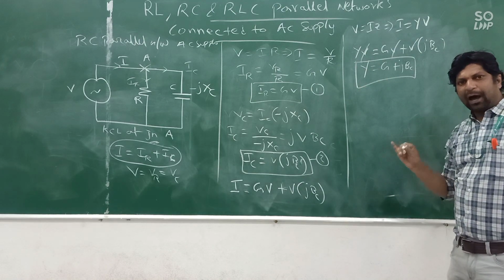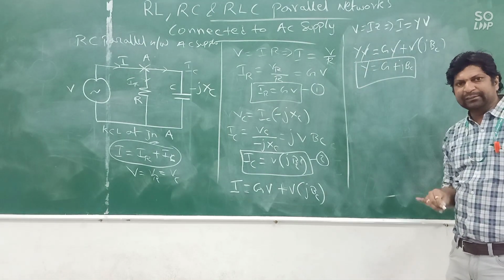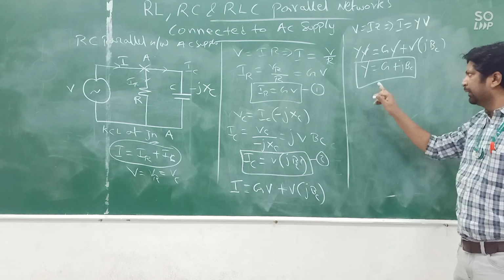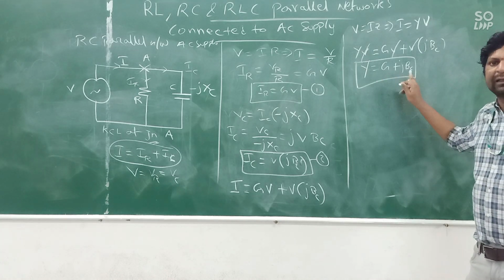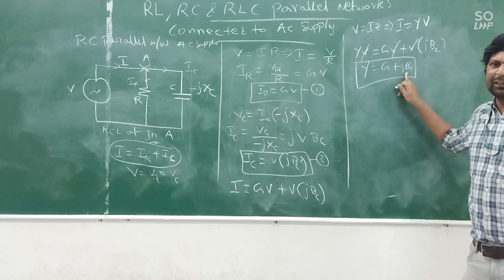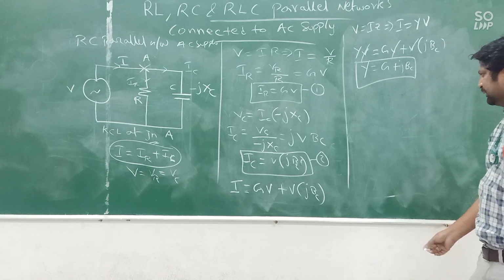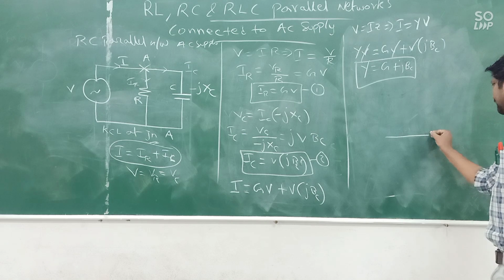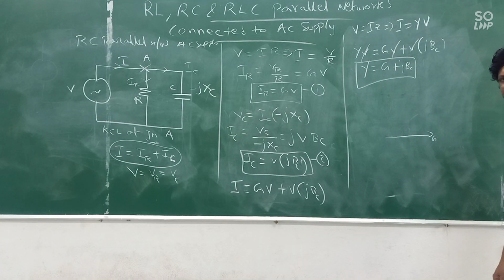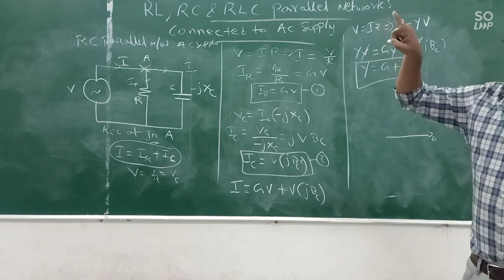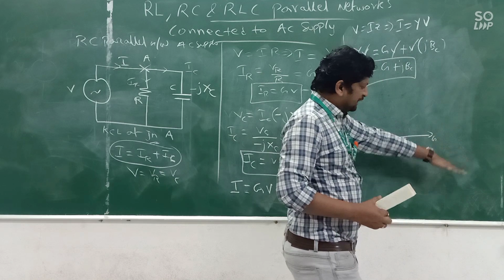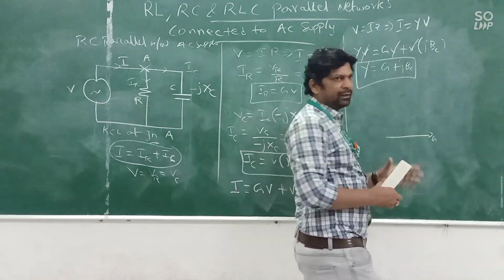So in case of an RC parallel network connected to an AC supply, the admittance is given by conductance plus capacitive susceptance. It is the phasor sum of conductance plus capacitive susceptance. If I draw the phasor diagram, the reference is conductance G on the x-axis. J is an operator which will rotate a vector by an angle of 90 degrees in the anti-clockwise direction. This is clockwise, this is anti-clockwise.